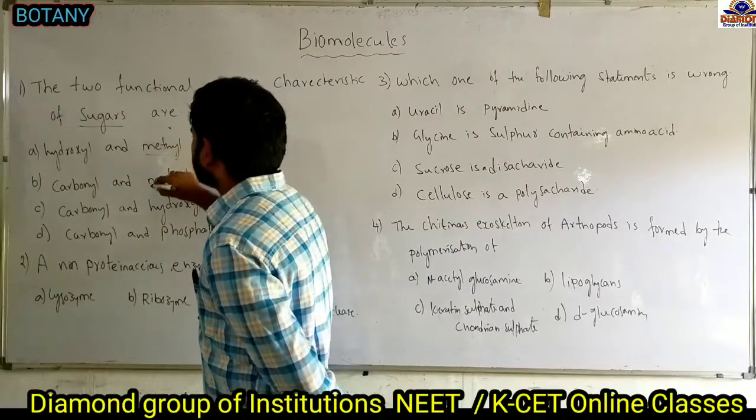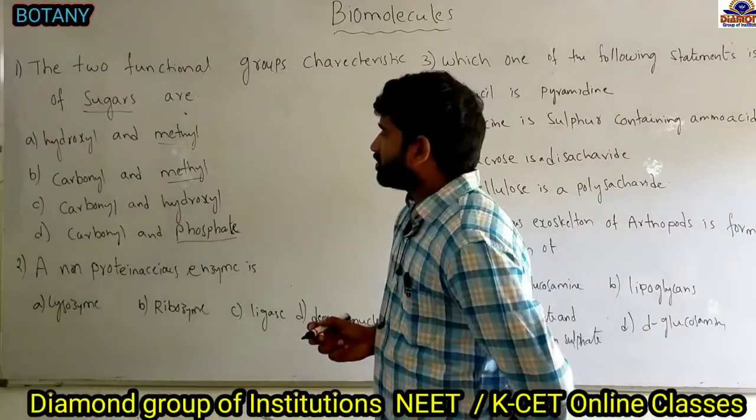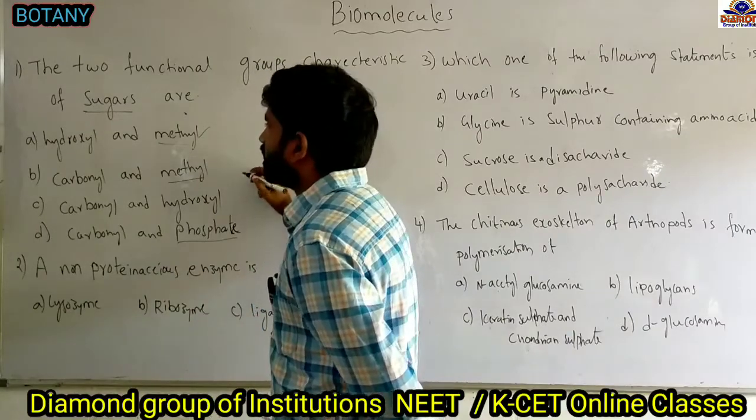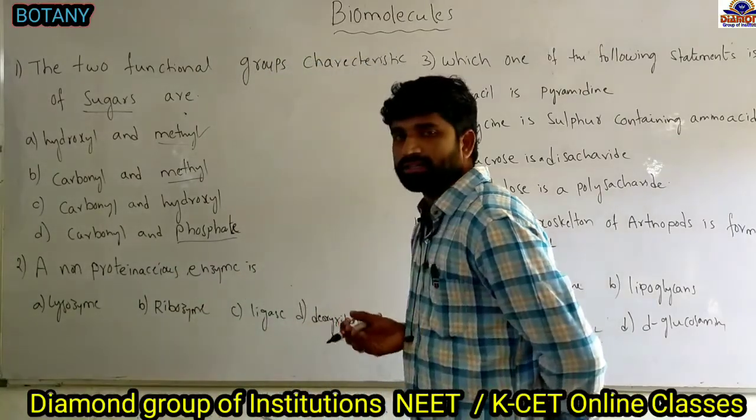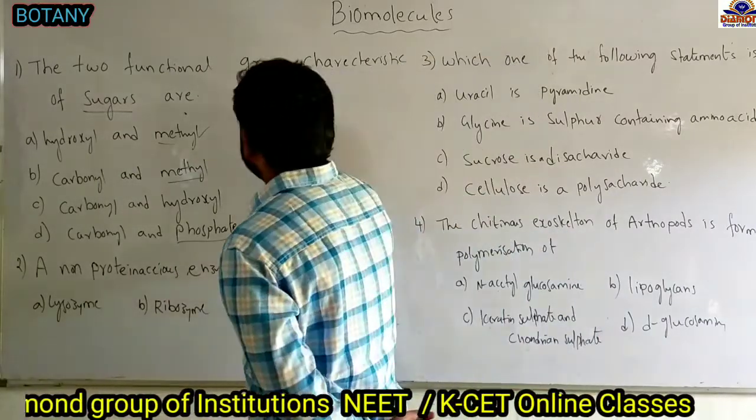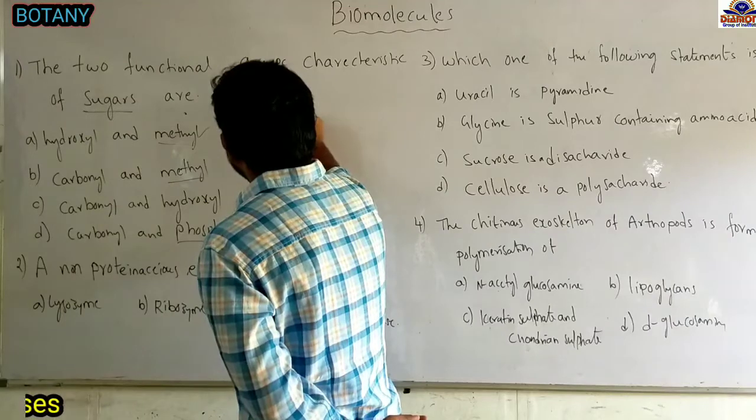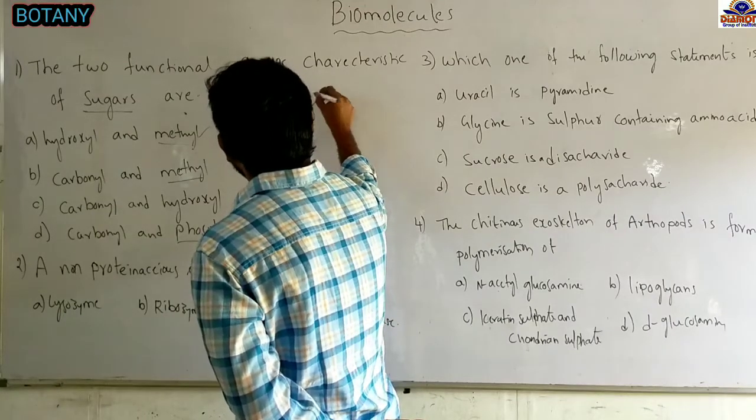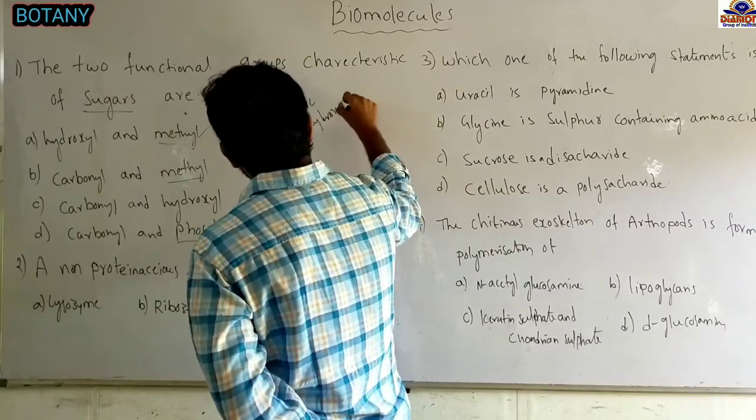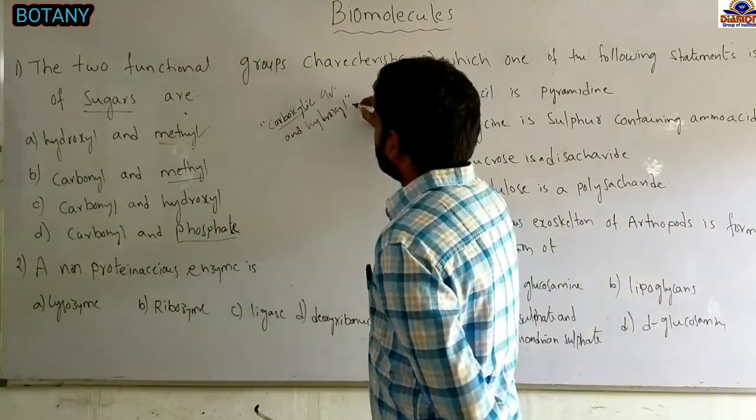Now, methyl groups and phosphate groups are not present in all sugars. Only some sugars contain methyl groups and phosphate groups. If you take the structure of common sugars, they contain carbonyl groups and hydroxyl groups. So the common functional groups of sugars are the carbonyl group and the hydroxyl group.